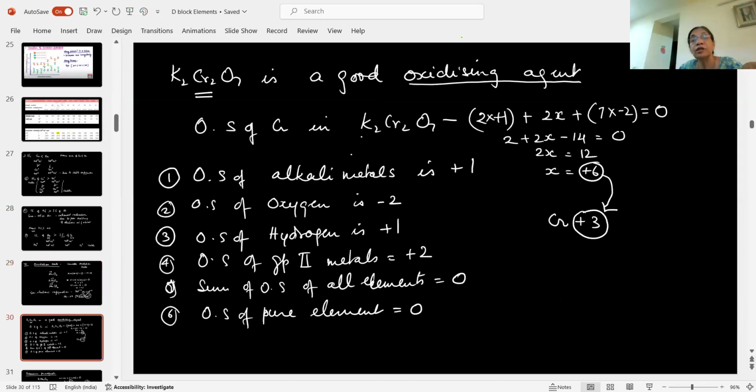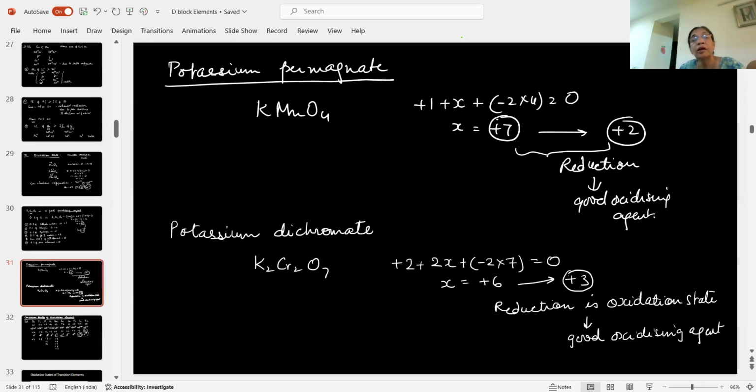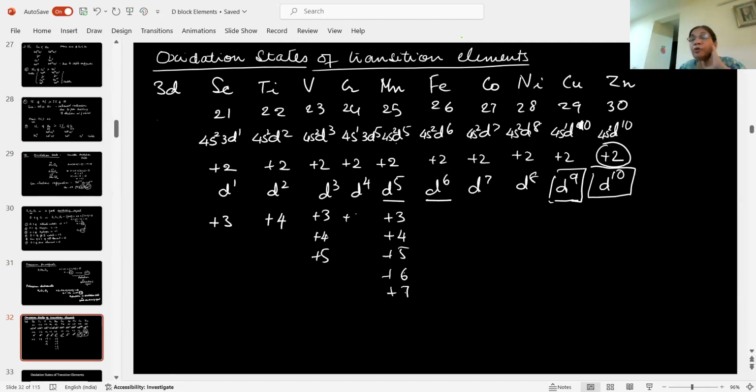Then we talk about oxidation state. They show multiple oxidation states depending on the number of unpaired electrons in the last shell. So scandium can show, all of them show +2 oxidation state because of removing the electrons in the S shell. And then because of the unpaired electrons in the D shell, they will show many other oxidation states. Manganese is the element in the 3D series that shows the maximum number of oxidation states.